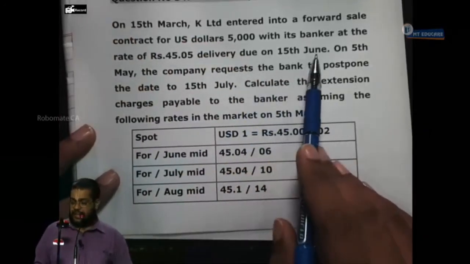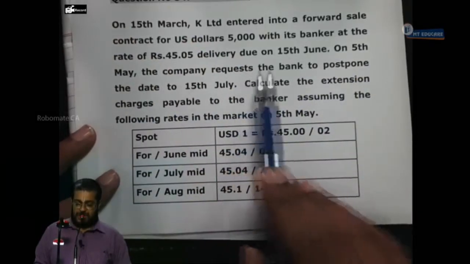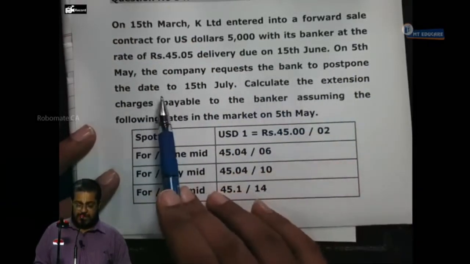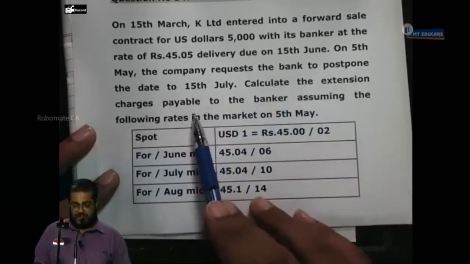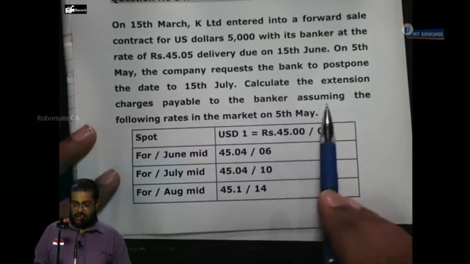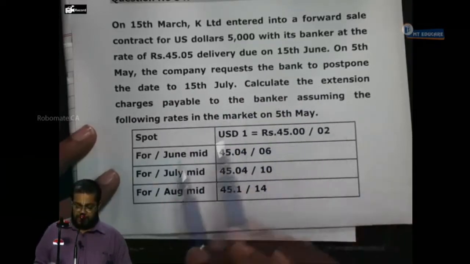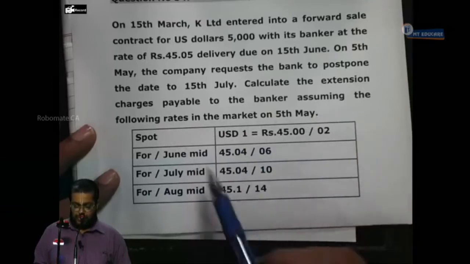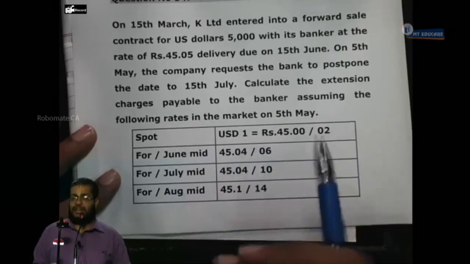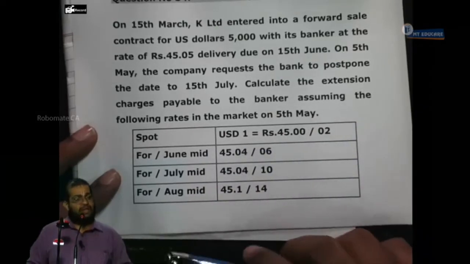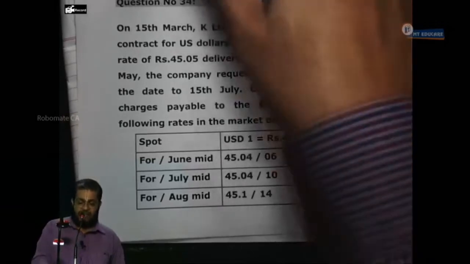Delivery due on 15th June. On 5th May, the company requested the bank to postpone the date to 15th July. Calculate the extension charges payable to the banker assuming the following rates on the 5th May, spot rate, and also for June mid, July mid, August mid. That is, it takes you straight away to the mid of that particular month. Can I proceed or not? No. These are all the details given. Can we start with the solution?